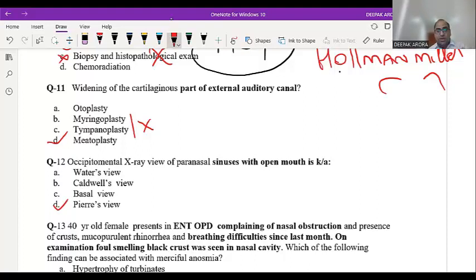Occipitomental, only occipitomental given. What is the view? Occipitofrontal, caudal view. What is basal view? Basal view, again, one of the important points. Basal view is your submentovertical.